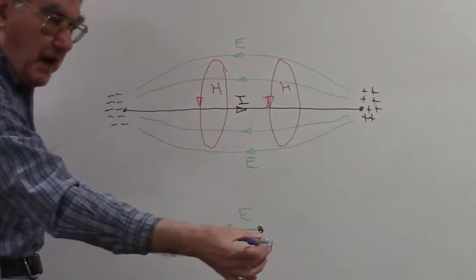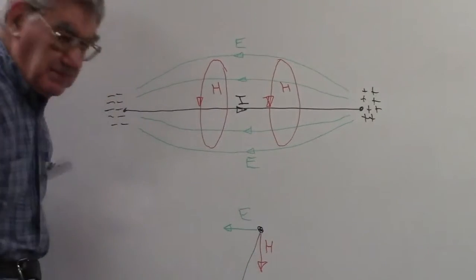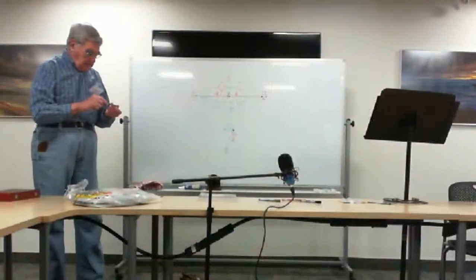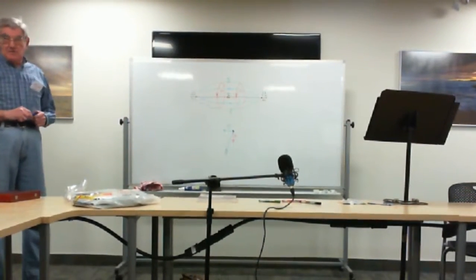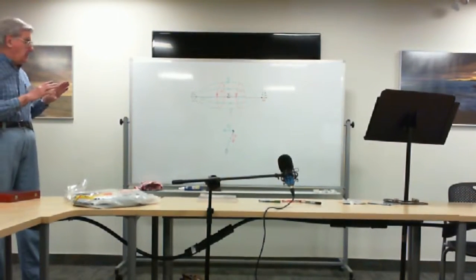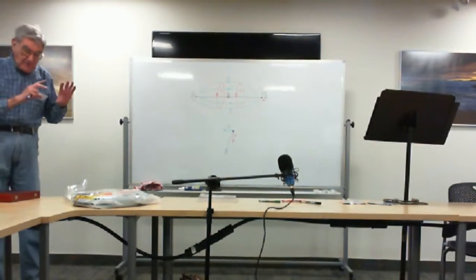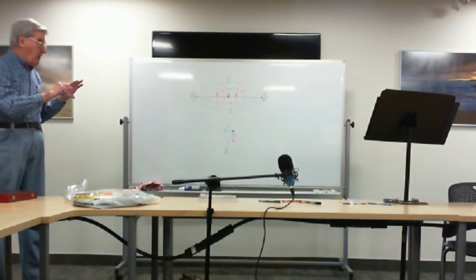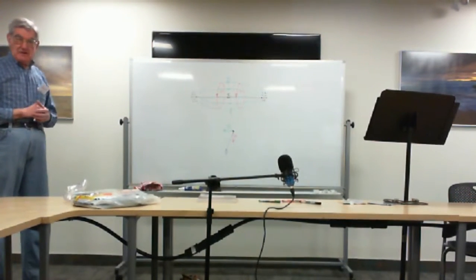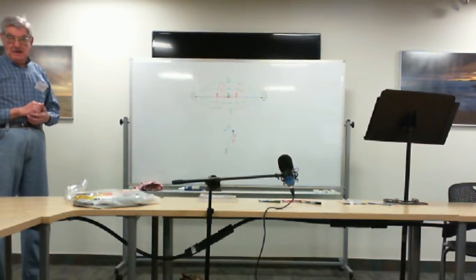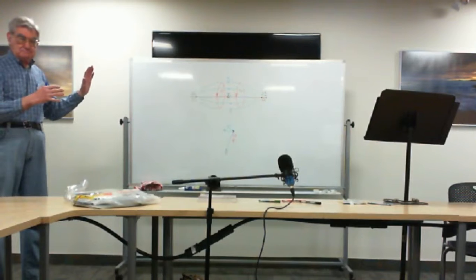So I can't do that very well on the board, but maybe I could do that and simulate what's going on. That's an overly simplified idea of how a radiating electromagnetic field is created by a simple horizontal dipole antenna. And as I said, the frequency is determined by the length of the wire.